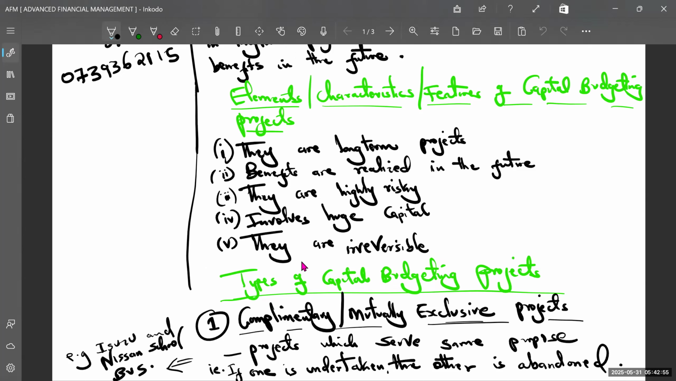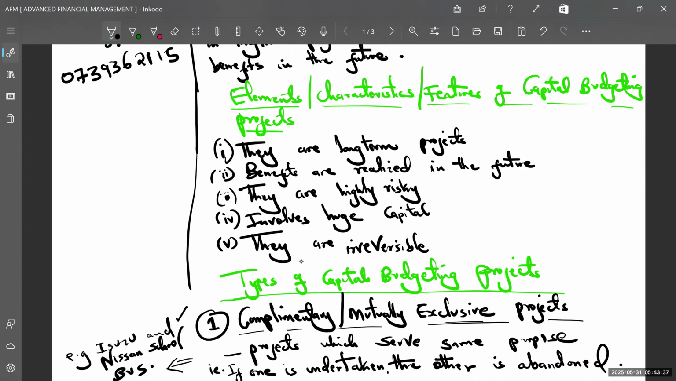I gave you a very simple example that you can relate with. For example, in a school, if you want to buy a school bus and you have 2 options or 2 projects, you will either buy an Isuzu bus or you will buy a Nissan bus. I'm not promoting any of these brands, but I'm using them as examples because we can relate. You only need a school bus, but you have 2 different brands. So if you go for the Isuzu bus, you will automatically abandon the Nissan one because you only needed 1 school bus. That's what your resources can allow.